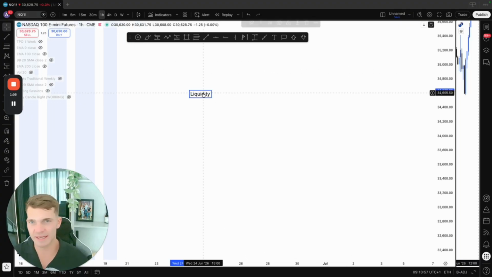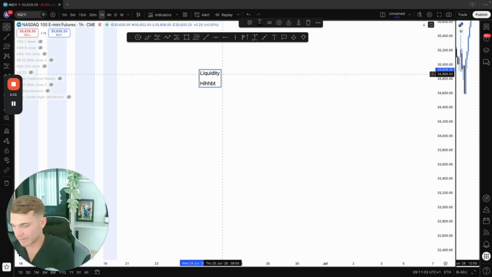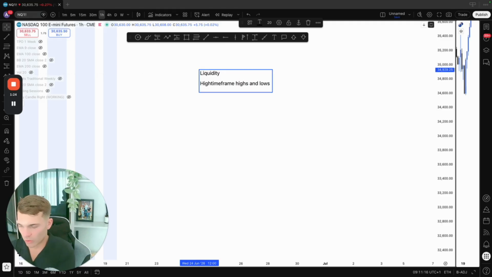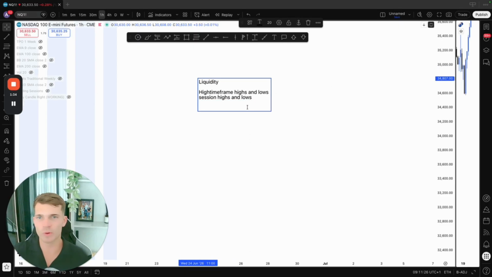So liquidity can be found in a few different areas, right? You can find it at high time frame highs and lows. You can also find it at session highs and lows, and these are the two main places that you're going to find liquidity. Now liquidity will always rebalance to an area where it wants to seek fair value. So this is called imbalance, right?